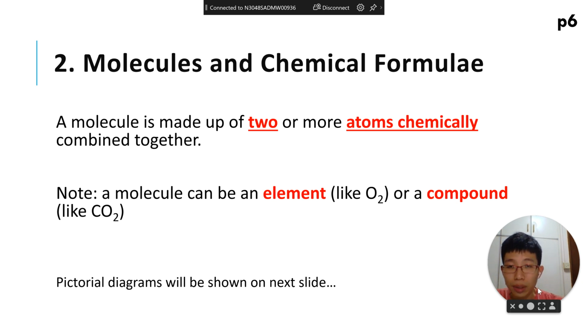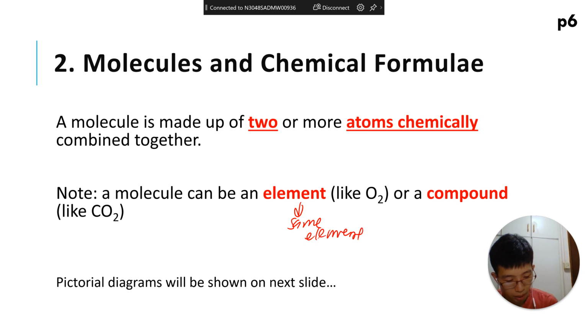So let's take note. A molecule can be an element also, for example O2, or a compound like CO2. So it doesn't mean that a molecule must be strictly made up of 2 different elements. It can be the same element also. So it can have the same element, or it can consist of different elements.